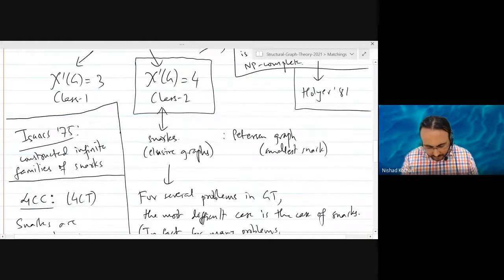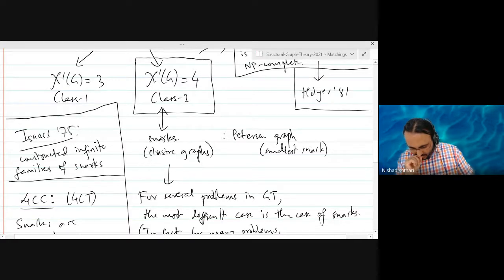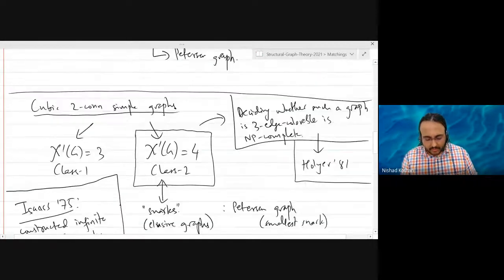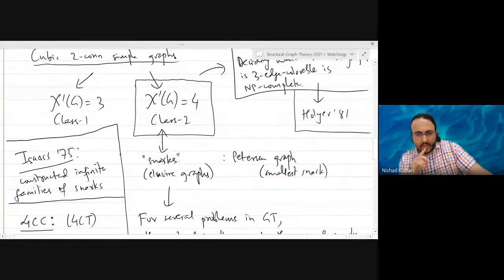There is one final thing I want to say. So I said that this is the definition of snarks, right? They are cubic, two-connected simple graphs which require four colors to color the edges. Now that is fine. That is actually the definition used in some papers.